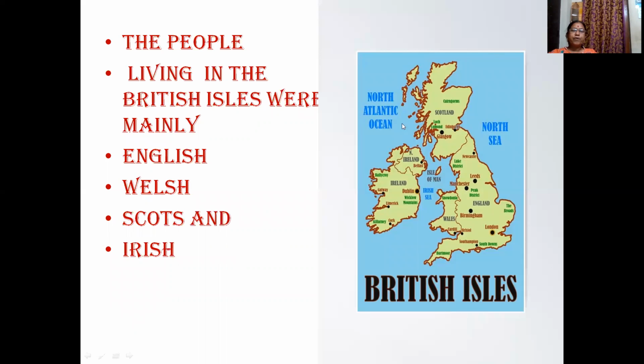This is the map of the British Isles. The British Isles comprised of England, Scotland, Wales, and Ireland. In Ireland, we have the Northern Ireland region and the Republic of Ireland. So the people living in the British Isles were mainly the English, the Welsh, the people of Wales, the Scots, the people of Scotland, and the Irish, the people of Ireland.